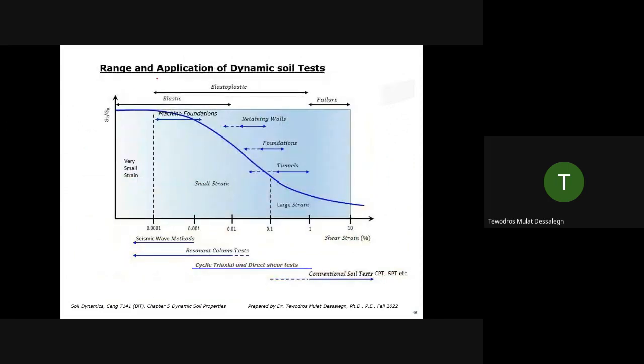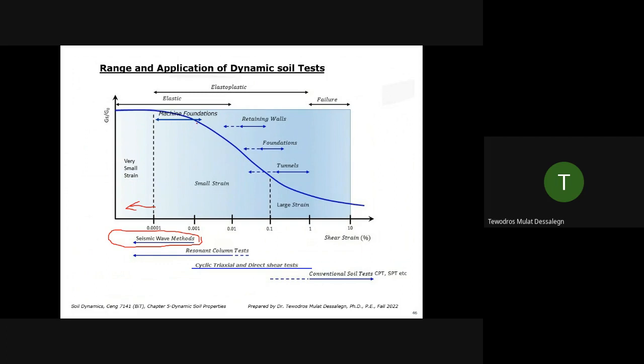So, range and application of dynamic soil tests. Very small strain is 10 to the minus 4 and below, or a small strain you can get between 0.001 and 0.1, and then large strains. In terms of the tests, seismic wave propagations don't disturb the soil. So they are very low strains. The wave propagation techniques we looked at have low strain values.